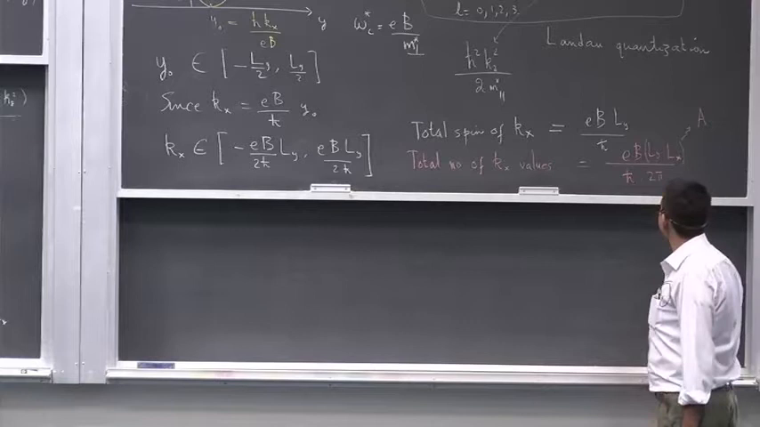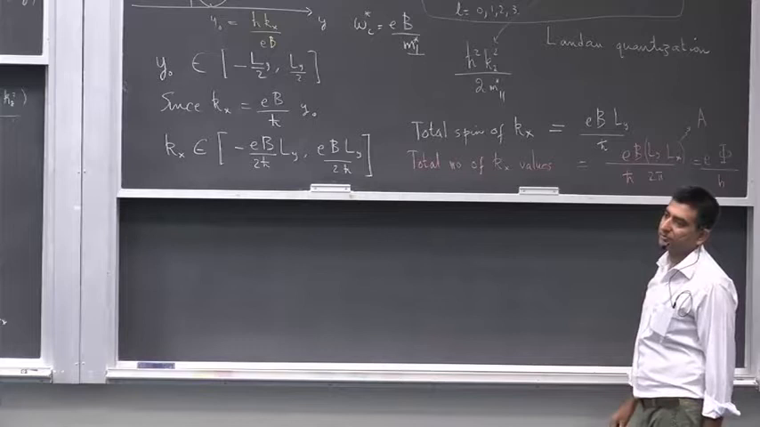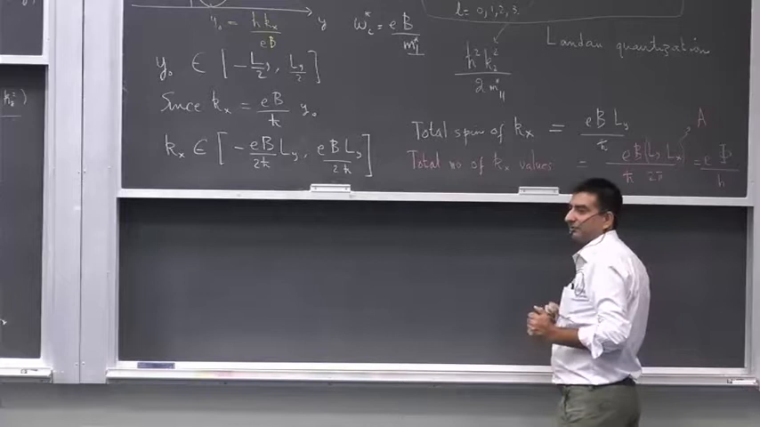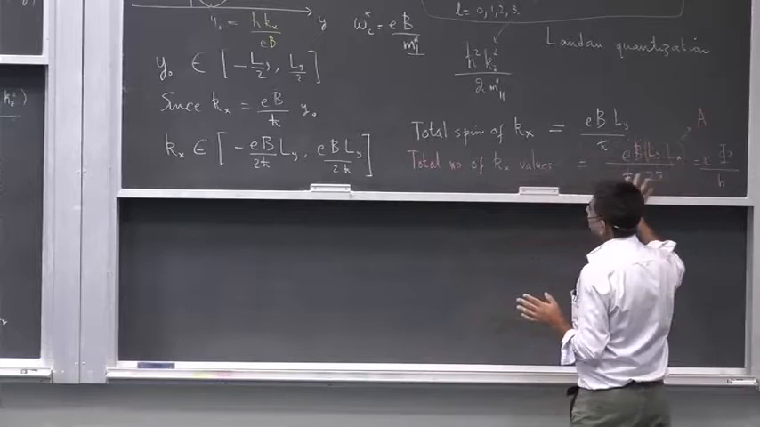And what is h bar into 2 pi? It's h. So this is e times the flux through the solid over h. h is Planck's constant. So this is the total number of Kx values for a given Kz and for a given value of L. L, I'm not changing L. For a given value of L, all of these states.